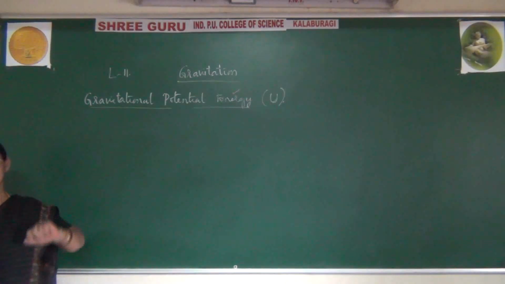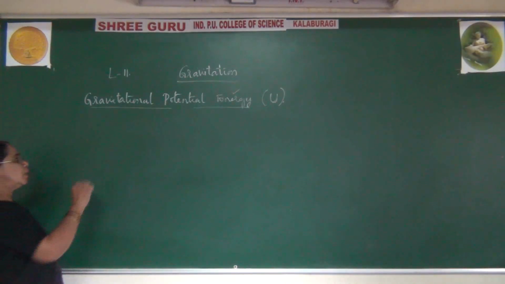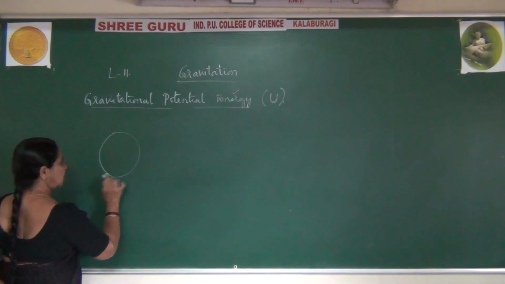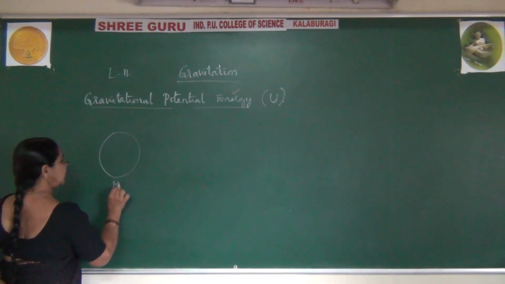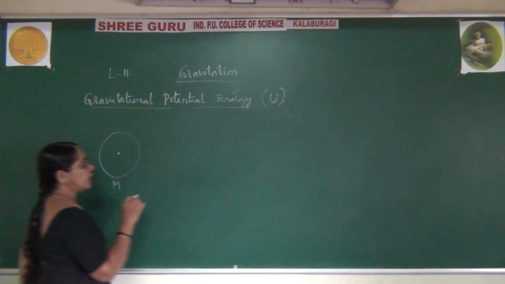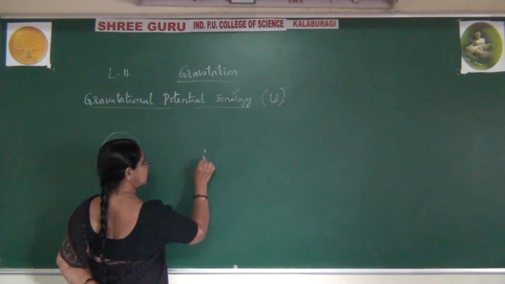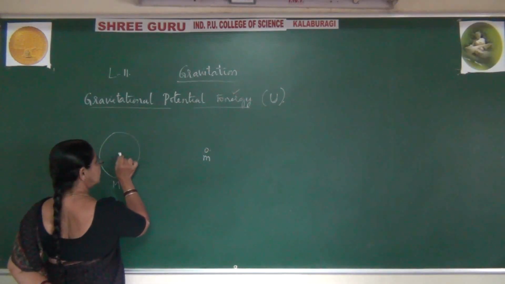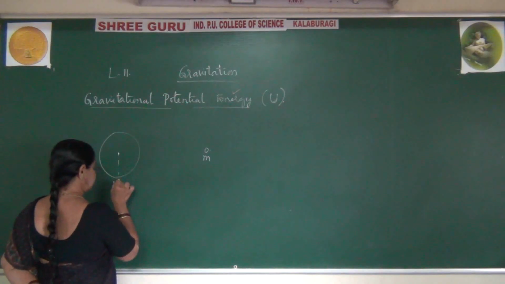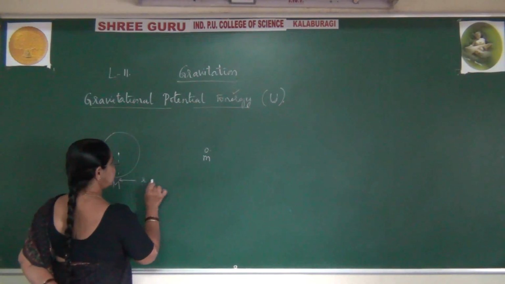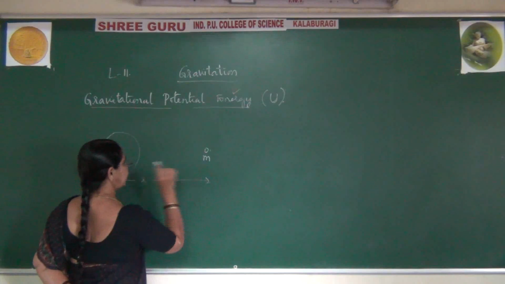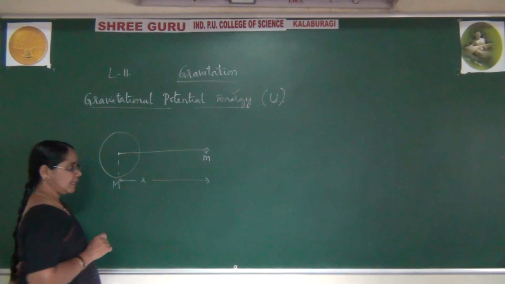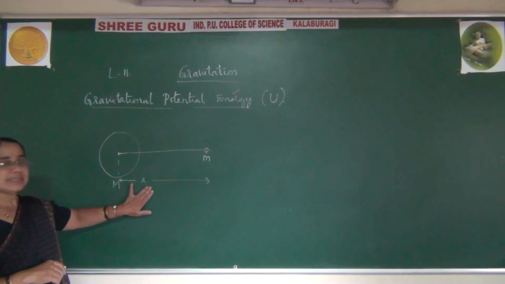To explain this gravitational potential energy, I am just drawing one figure. Let me say this is the mass of the earth. Here is some object of mass small m. Now this is the object we have, which is placed at some distance r from here to here.